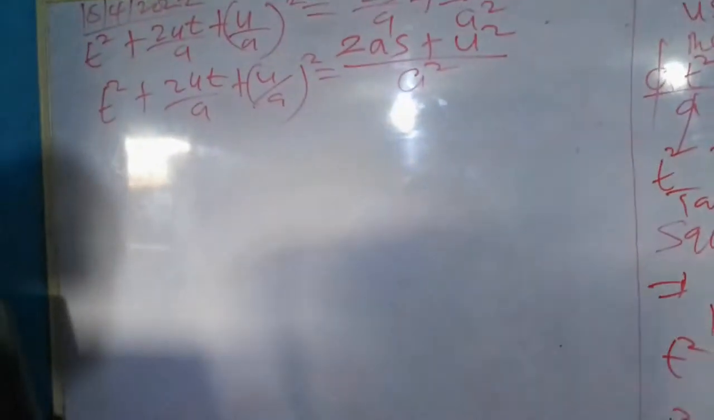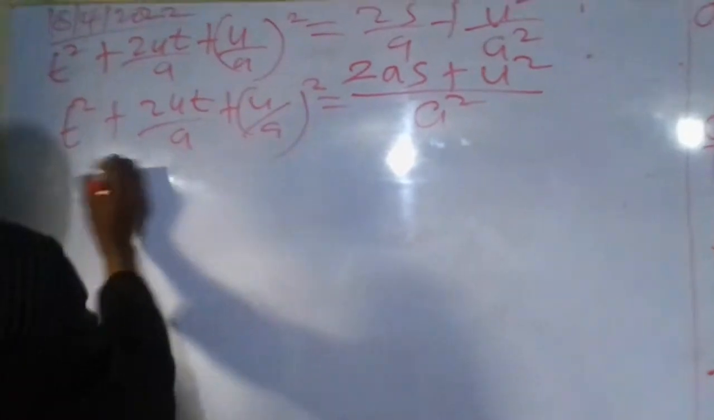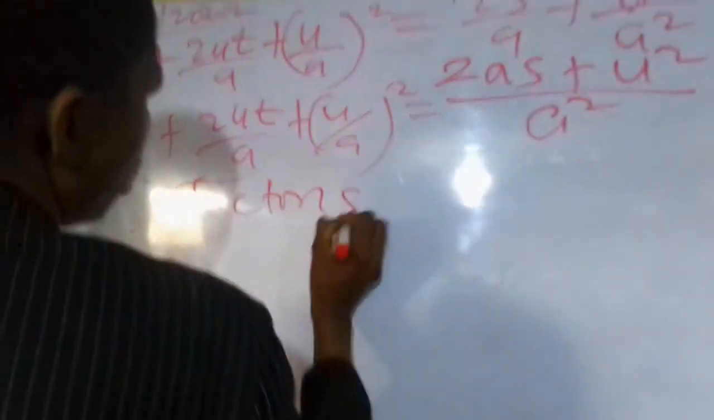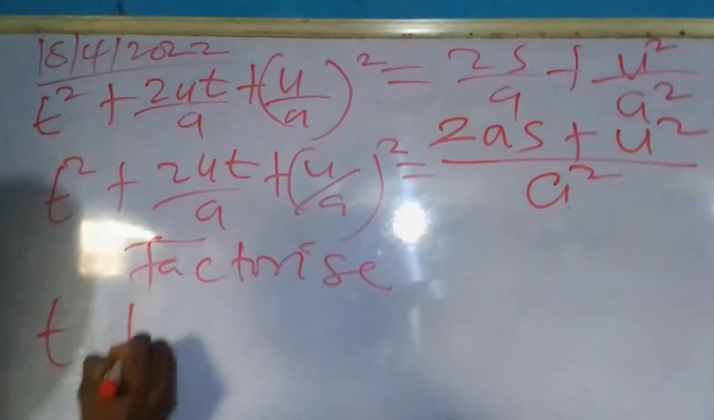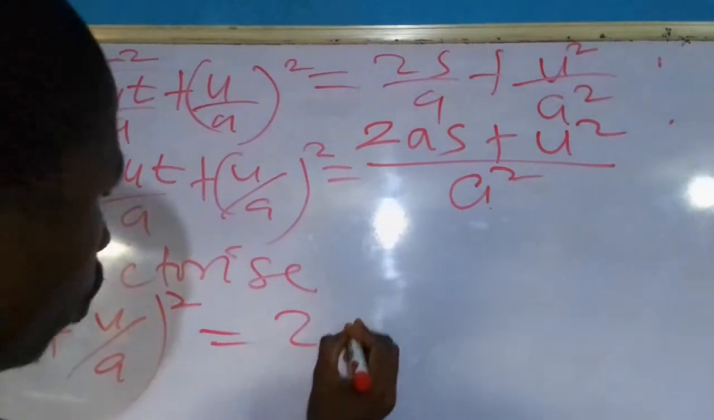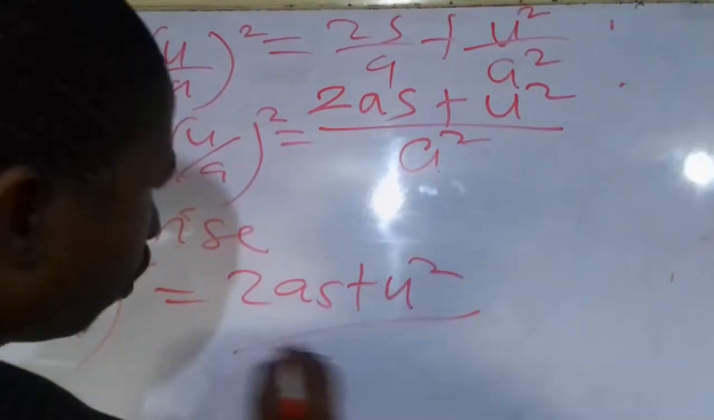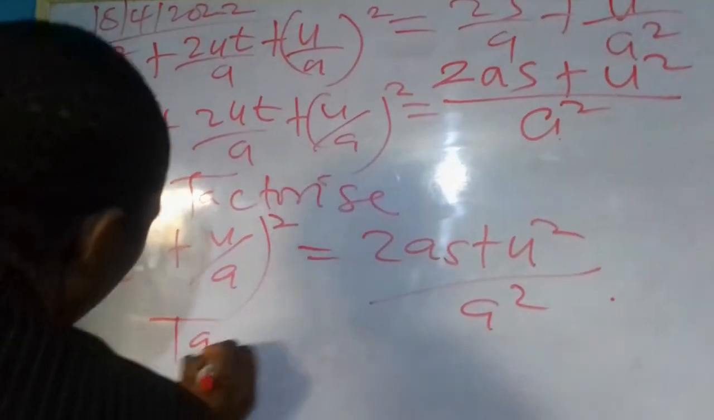Then, the next thing we need to do is to factorize. The factorization of this is (T plus U) all over A, everything in bracket squared, is equal to (2AS plus U squared) all over A squared. Then we take the square root of both sides.